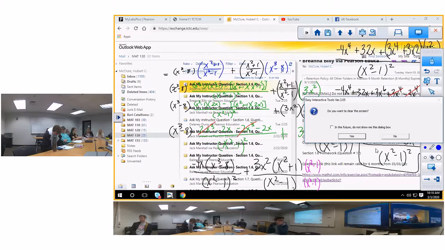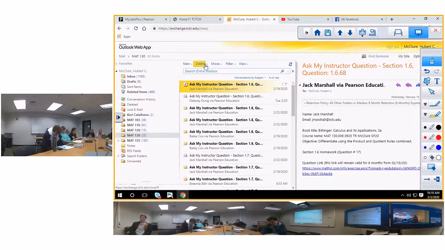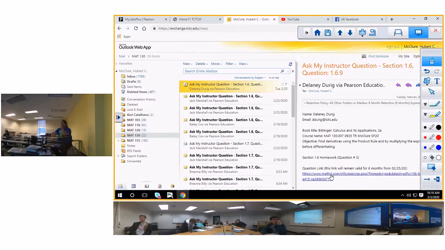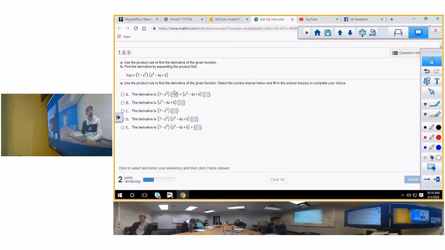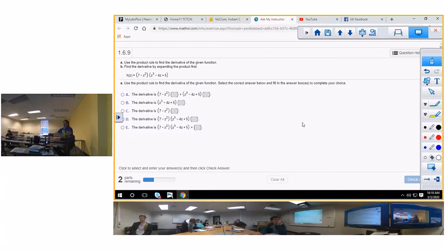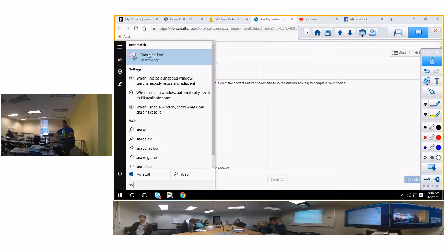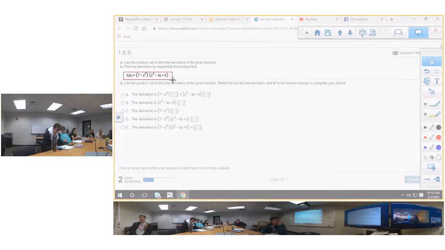So that's 1.69/3. Use the product rule. Okay, I'm just going to do the product rule, if y'all don't mind. And I'm going to cut this out while y'all are writing it down. I'm going to cut it out and put it on the whiteboard so I'll have a little bit of room. If y'all don't mind.